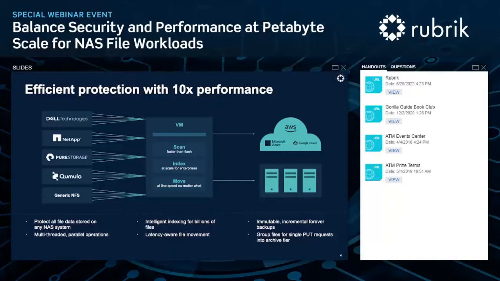And then the backups are immutable and incremental forever, and they're connected directly to shares and exports, so there is no mount needed. And the files are grouped with a single put request, and they go straight to archive tier or on-prem data store. So again, it's not one single thing that gives that performance. It's the combination of all the features together that allow us to achieve this 10x performance.